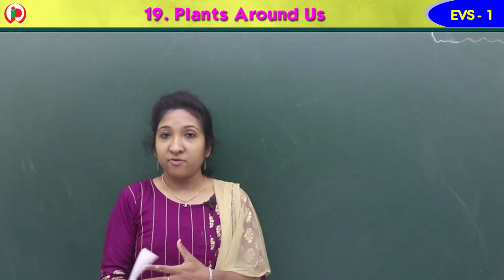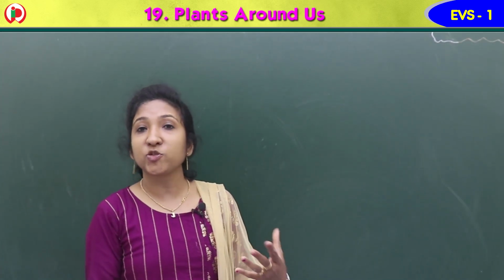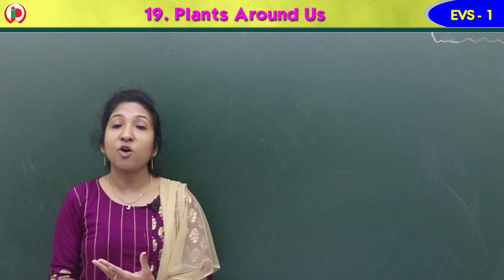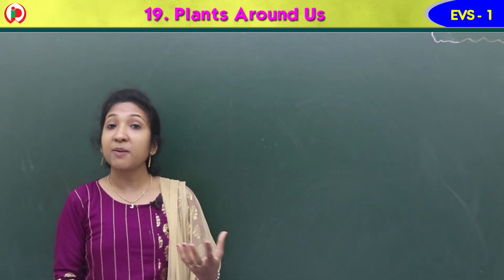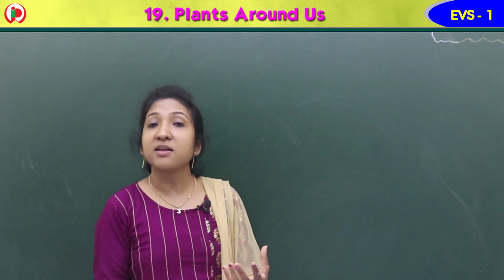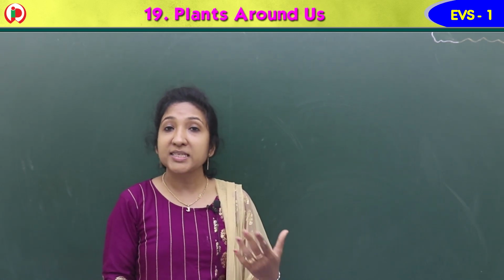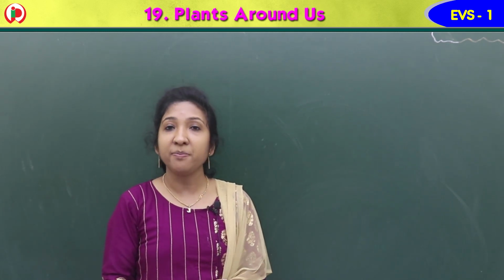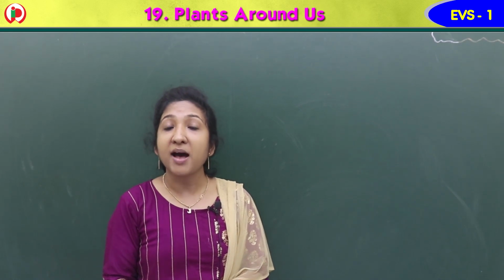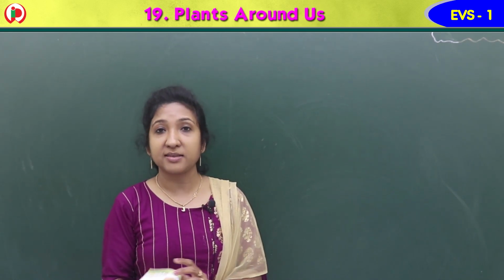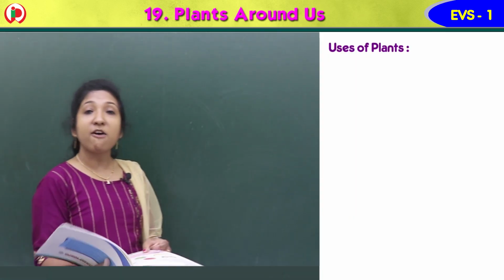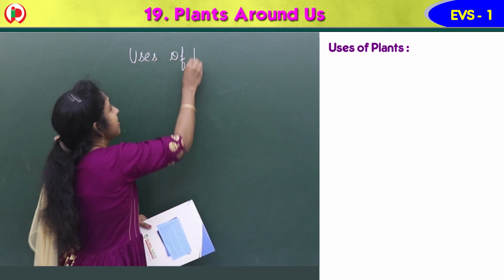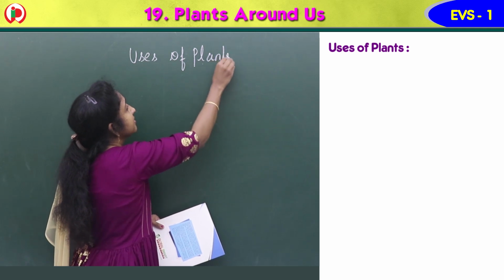Yes, we learned about different types of plants like trees, shrubs, climbers, creepers. Then we learned about parts of a plant. So name the parts of a plant, children. The parts of a plant are roots, stem, branch, bud, fruit, flower, leaf. Yes. Now we'll see the uses of plants.